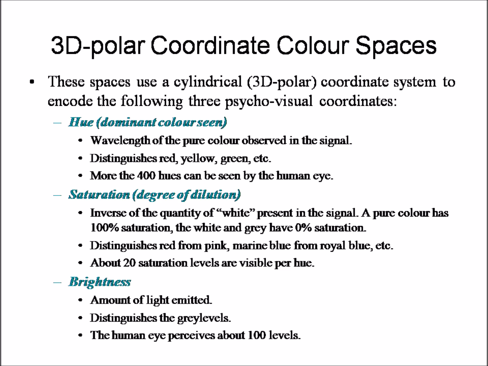Number one is the wavelength of the pure color observed in the signal. Number two, it distinguishes red, yellow, green, etc. And number three, more than 400 hues can be seen by the human eye.